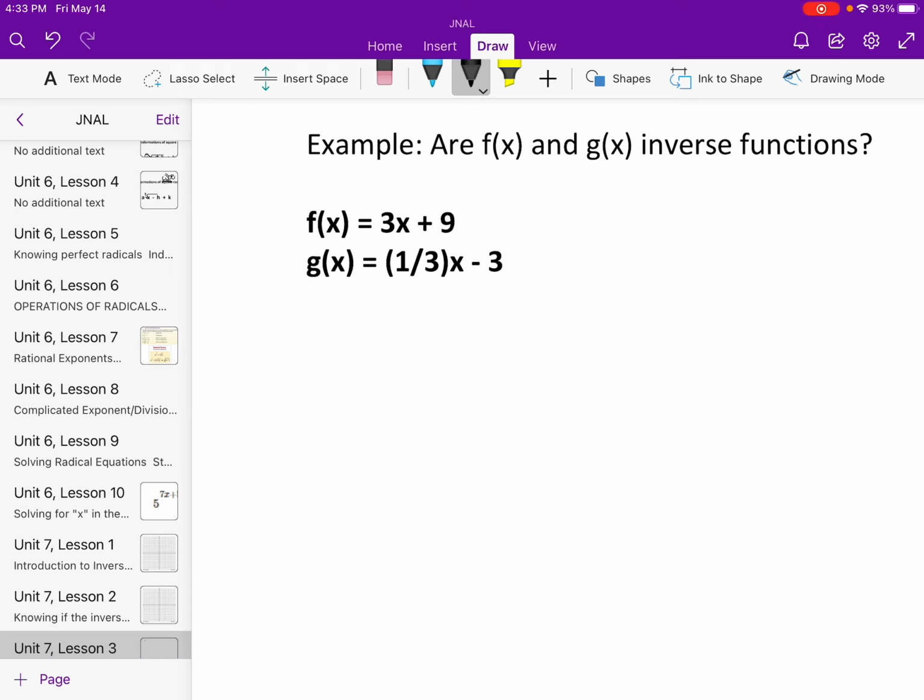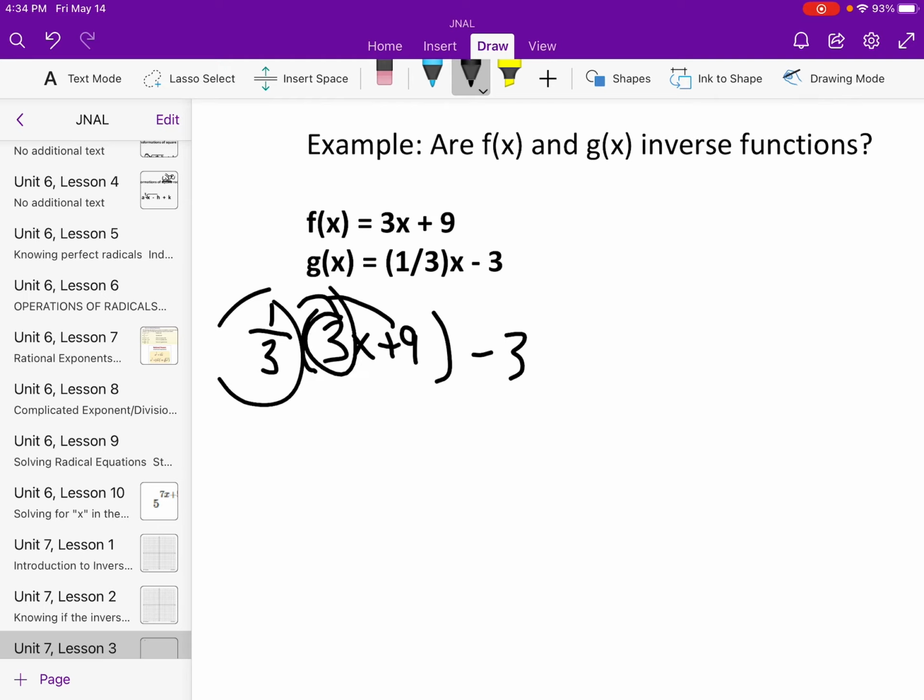We can either put g of x in the place of x for the f, or we can put f of x in here. It doesn't really matter what you do, but let's just put f of x in the place of x in g. So if we're doing that, then we have 1/3 times something, because we're replacing x with this, minus 3, and that something is 3x minus 9. Then you distribute this.